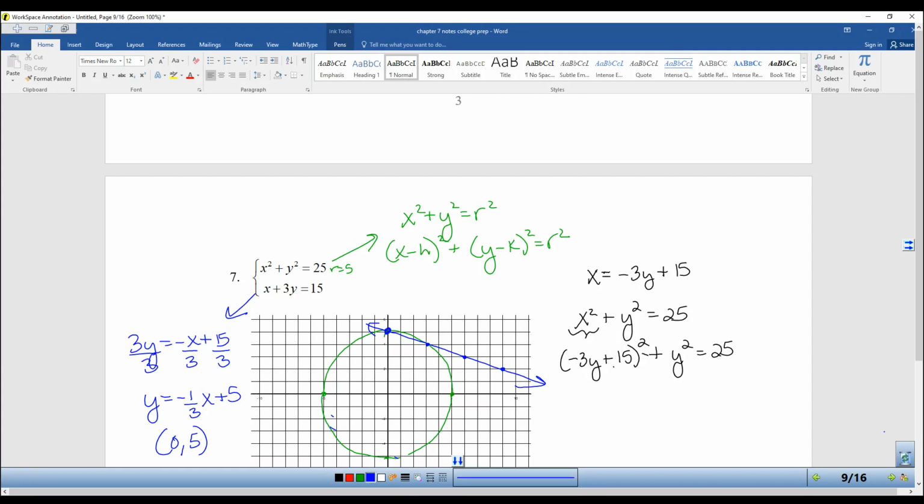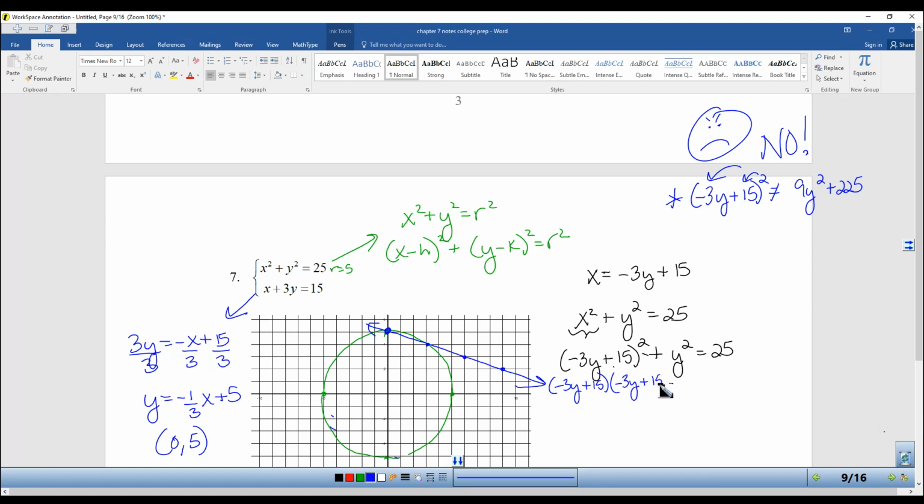Please, please, please do not forget that negative 3y plus 15, the quantity squared, is not 9y squared plus 225. You cannot distribute this square. Nope. Instead, you have to multiply it all the way out. Negative 3y plus 15 times negative 3y plus 15. Okay, it's a little bit of a pain, but you got to do that step.